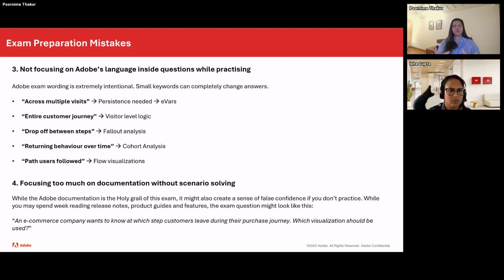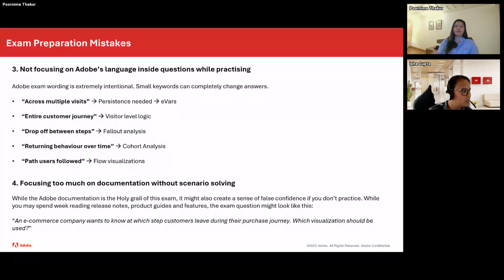But what I'm trying to say is that when you look at these terms or these Adobe languages, they should ignite that bulb in your mind that says, oh, all right. So when they're talking about the frequency of returning, we know it's cohort. So let's look at what the question is actually asking about cohort. Next, path users followed. Well, that's flow visualization clearly.